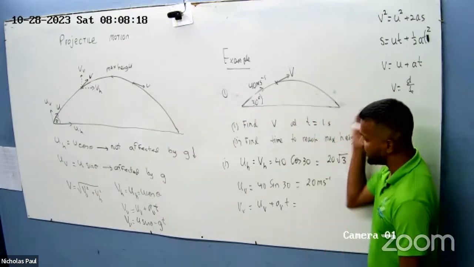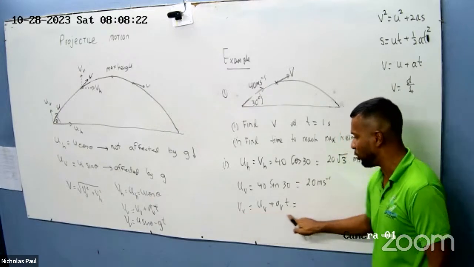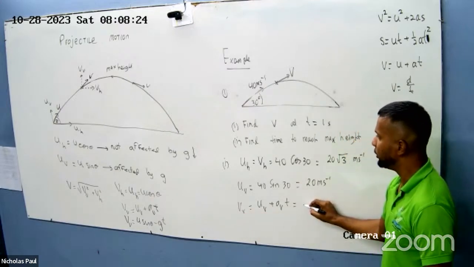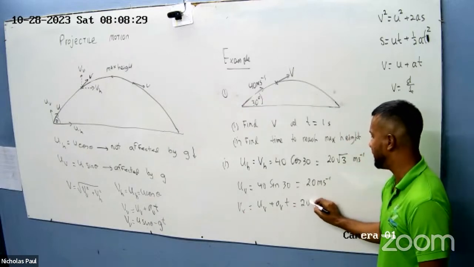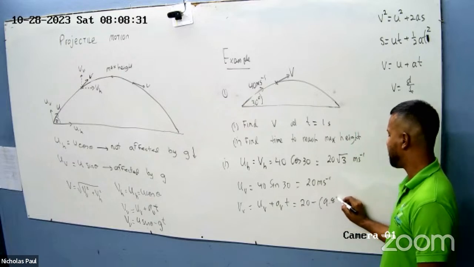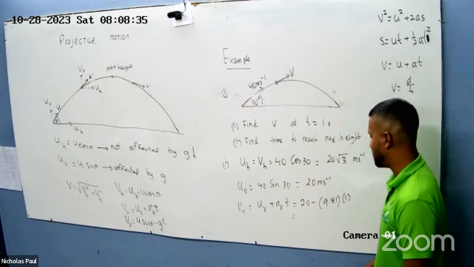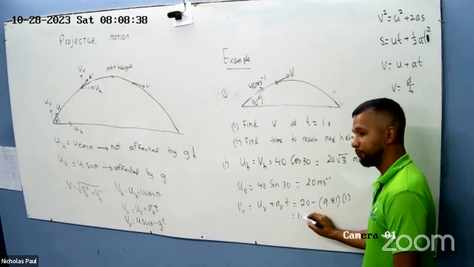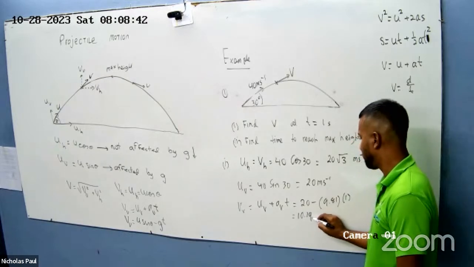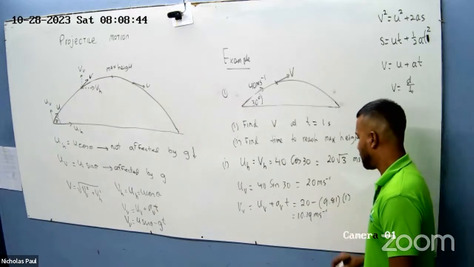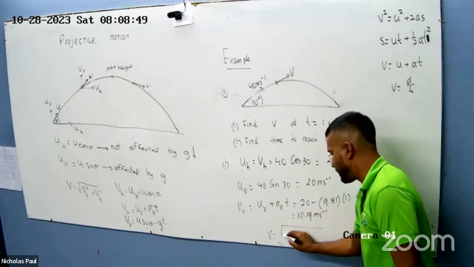Always remember, once you use the equations of motion, you're using them in the same component. If they're vertical, all vertical. So u vertical will be the initial vertical, that was 20, minus 9.81 by 1. That will give us the vertical velocity, which is 10.19. And then go and find V. Now we can find V.